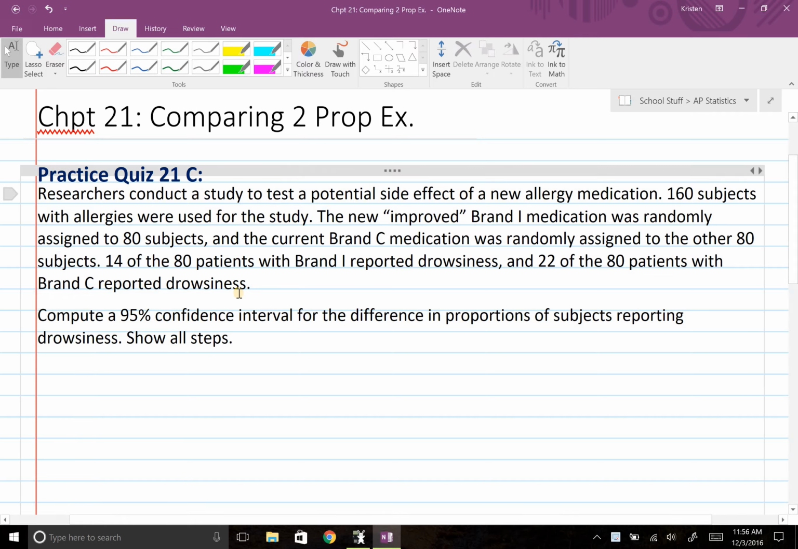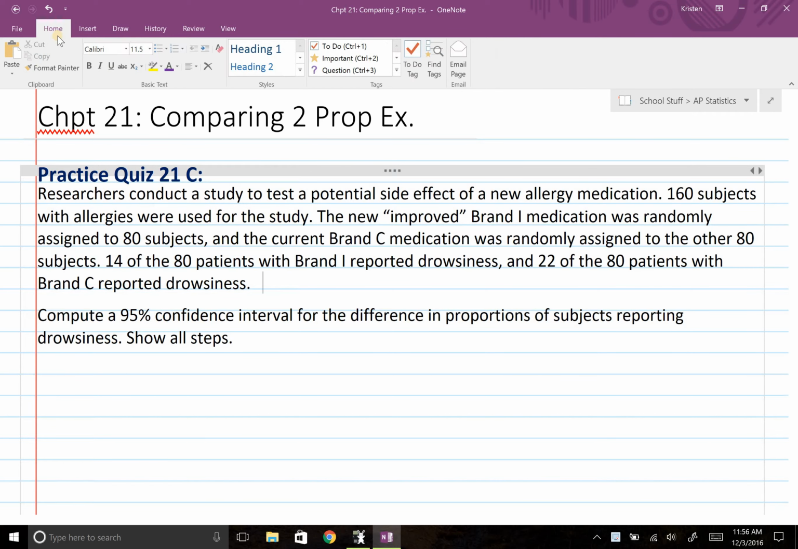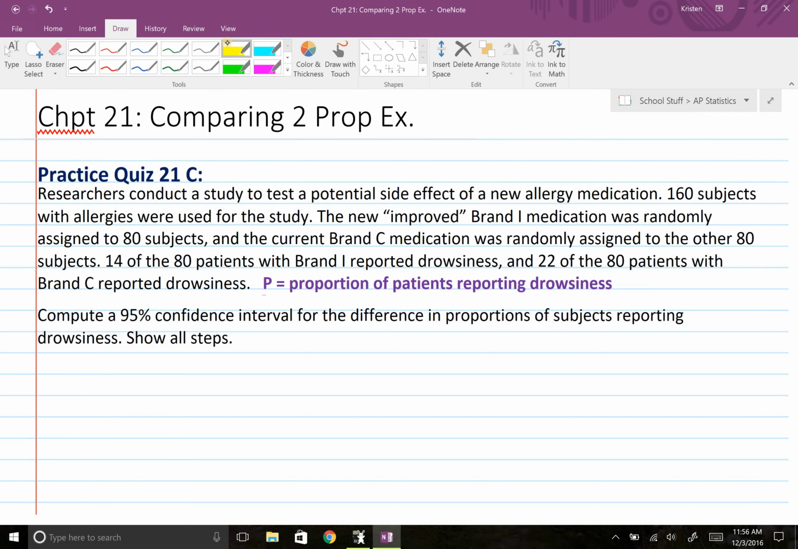Now, the first thing that I advise doing in every single problem is to begin by identifying what your proportion of interest is. Remember, you want to make sure that this is in context. So for this guy, my proportion, my P, is the proportion of patients reporting drowsiness. Now notice I'm not making a distinction here between which brand of medication was being used, because I'm going to be doing that when I actually go through and start working it through.